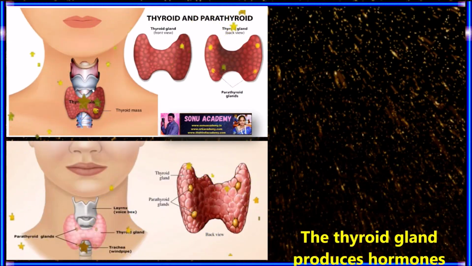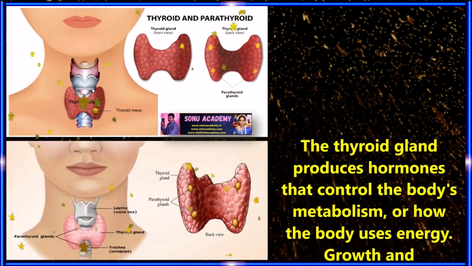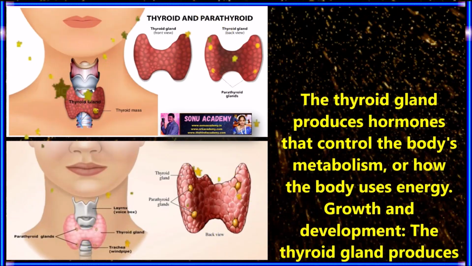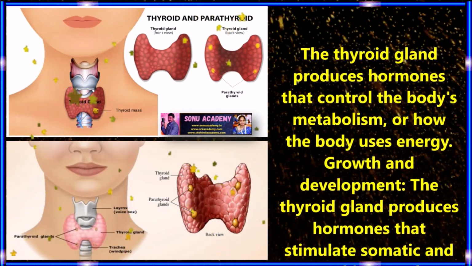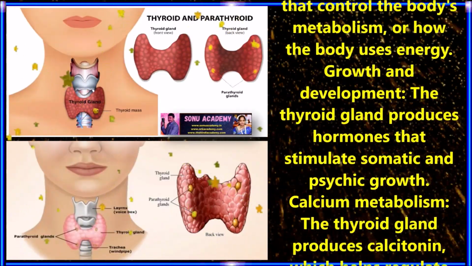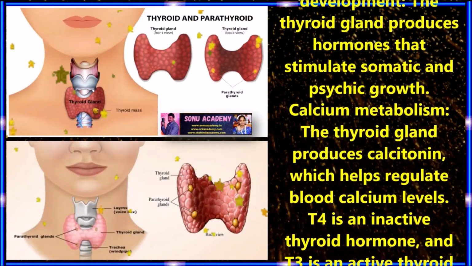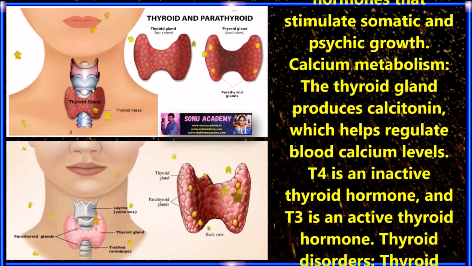Children, the thyroid gland produces a hormone that controls the body's metabolism, that is, how the body uses energy. In growth and development, the thyroid gland produces hormones that stimulate somatic and physical growth. In calcium metabolism, the thyroid gland produces calcitonin, which helps regulate blood calcium levels.